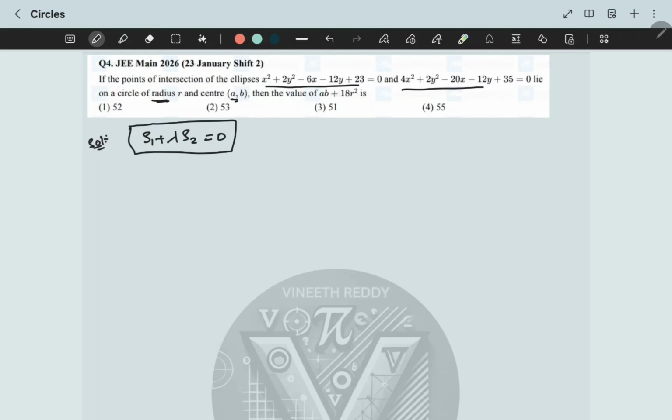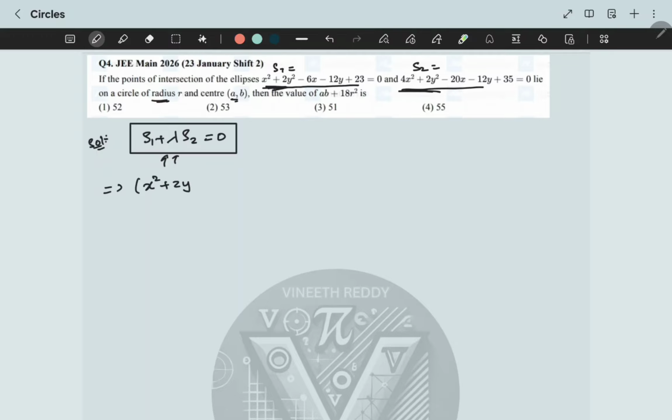So I'm telling you how to identify this. Whenever they talk of point of intersection of an ellipse with circle, or ellipse with a hyperbola or a circle with a parabola, different curves, then we can definitely think of this part. This is very important. Please note it down. Now S1 could be this equation or this equation. You can write this as S1 and this as S2, or you can reverse it also. So what is S1 here?